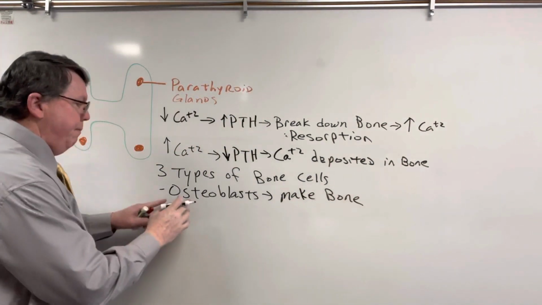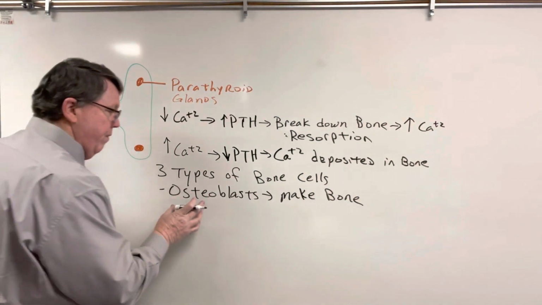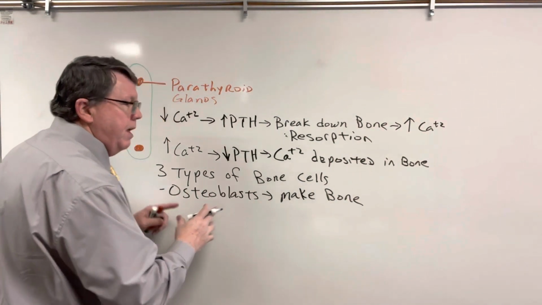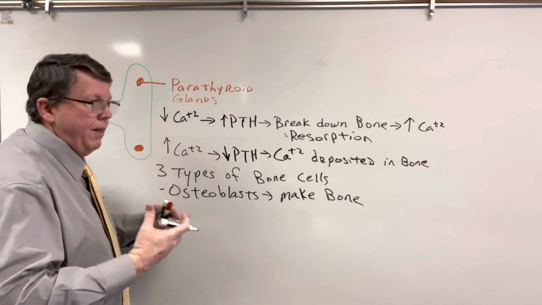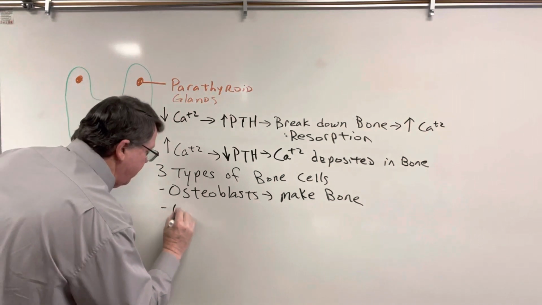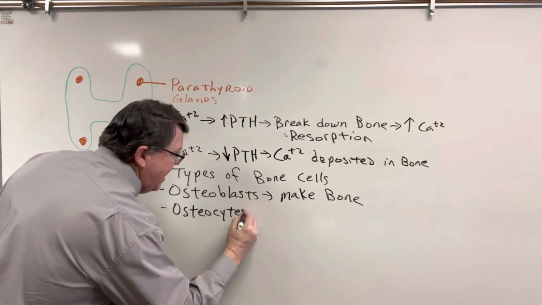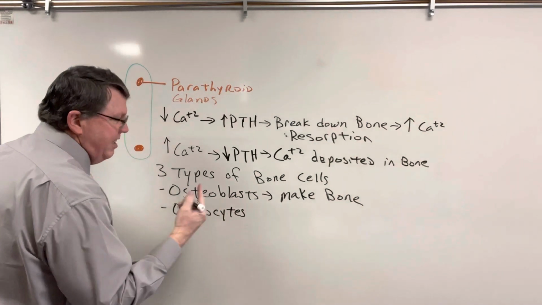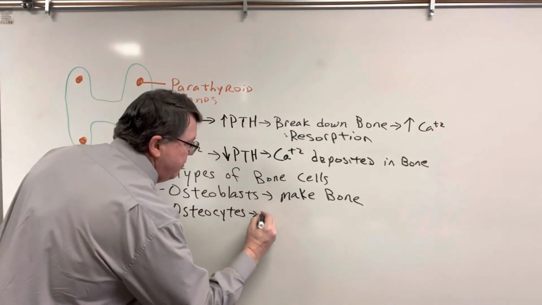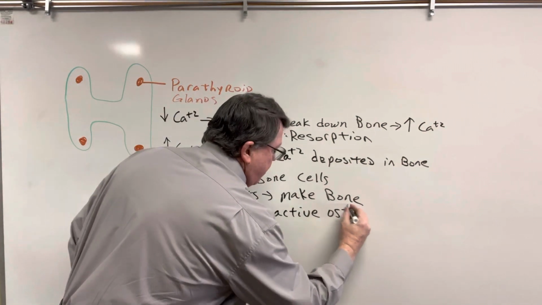Then as these make bone, they surround themselves by the bone, and eventually they become inactive. When these aren't active, they're called osteocytes. So osteocytes are technically osteoblasts, but osteocytes will do some maintenance on the bone. But I'm just going to say they're inactive osteoblasts.